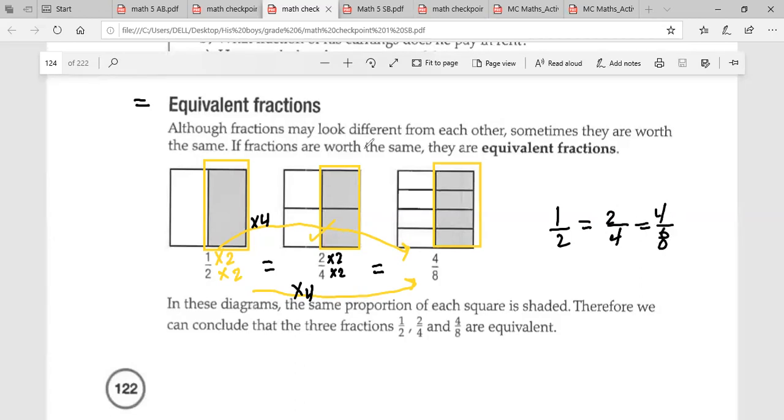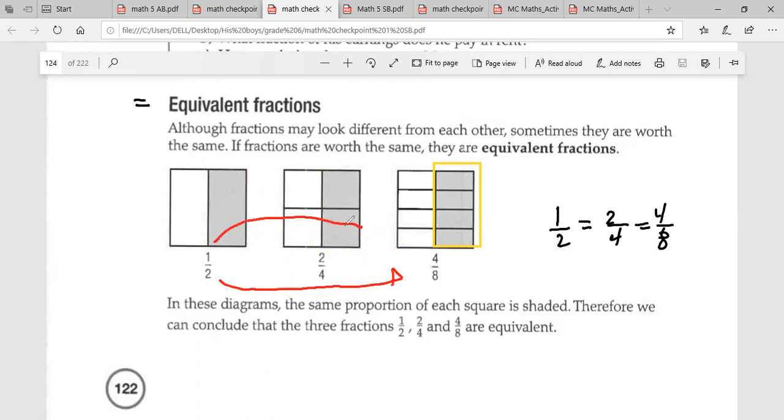Next page, it depends on this part. How do we make an equivalent fraction? As we said, it depends on multiplication. From a half I get 4/8 by multiplication. I multiply here, as we said, by 4, and here I multiply by 4.